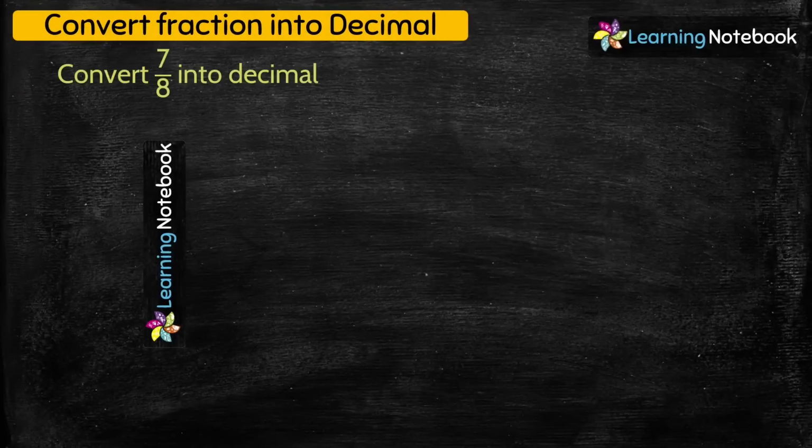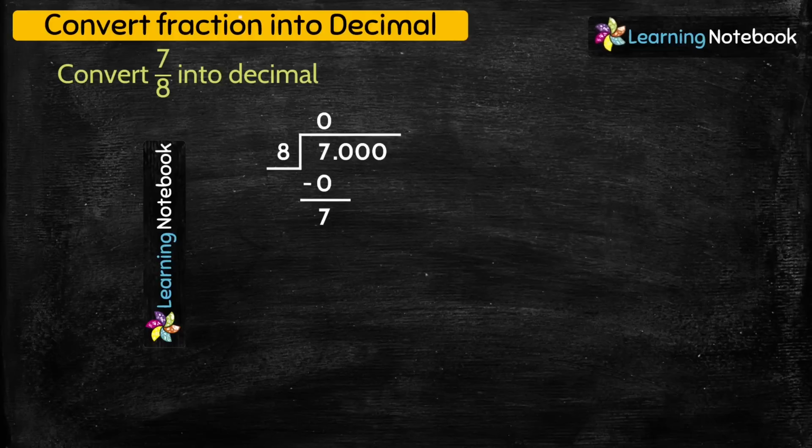Let's do one more question. Convert 7 by 8 into decimal. So let's first divide 7 by 8. But 7 is smaller than 8. So again we will do 8 into 0 equals 0 and 7 minus 0 equals 7. Now students, to continue division, we can write 7 as 7.000. Let's put a decimal point in the quotient and copy next digit 0.